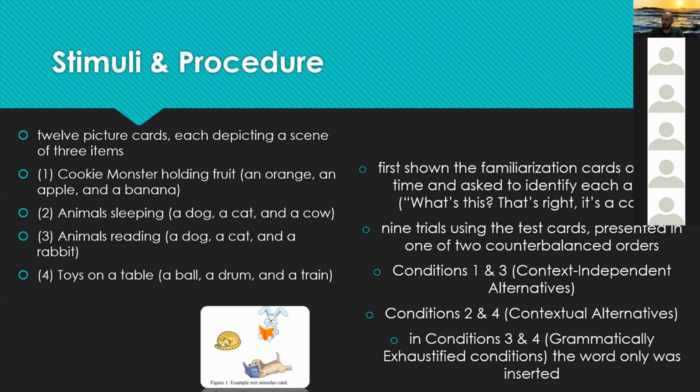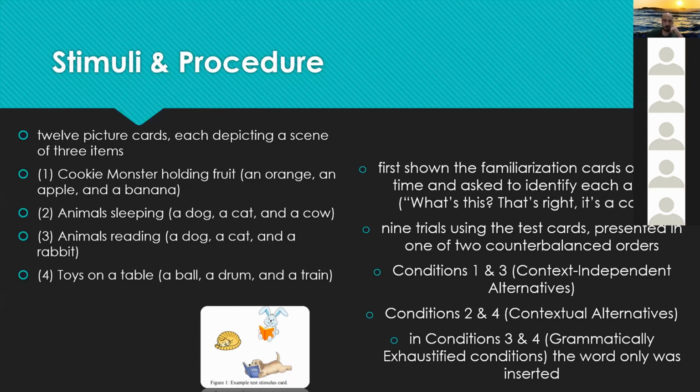On the 2-item true questions, again, 2 of the 3 items fit the description, and they asked the children if the description was true for a subset of the items. So for example, are only some of the animals reading, or are only the rabbit and the dog reading? And lastly, on the 3-item test, all of the 3 items fit the description. And again, the children were asked if the description was true for a subset of the items.